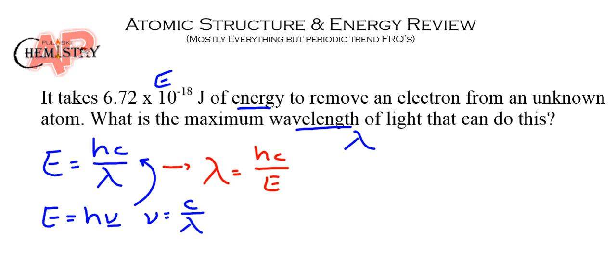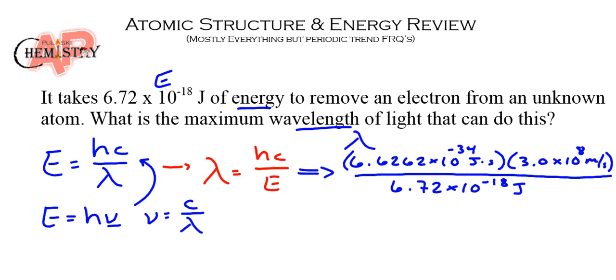And that's the equation we're talking about. So let's do a little plug and chug. Plugging in the values, two constants, and my energy would look like that. And after calculating, you get 2.96 times 10 to the negative 8 meters.